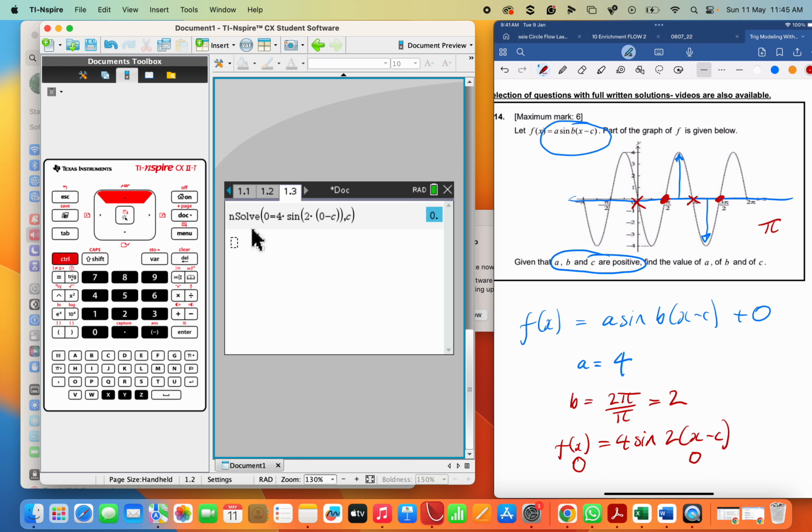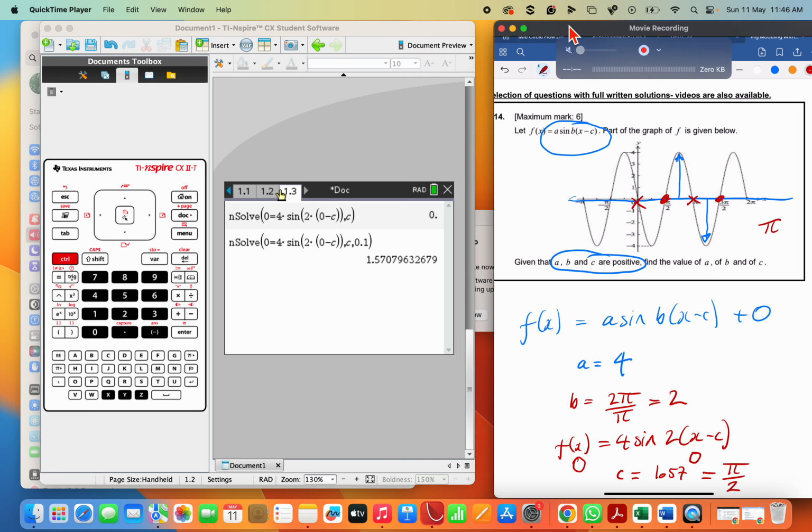So I'll go up, up. So we're going to search for the answer just after 0. So after c, comma, 0.1 will allow us to search in the positive direction. And there you go, 1.57. Now, does that 1.57 look familiar to us? Right, so c equals 1.57, and I'm pretty sure that's actually going to be pi over 2, right, 1.57. Now let's do it the thinking way about the horizontal translation.